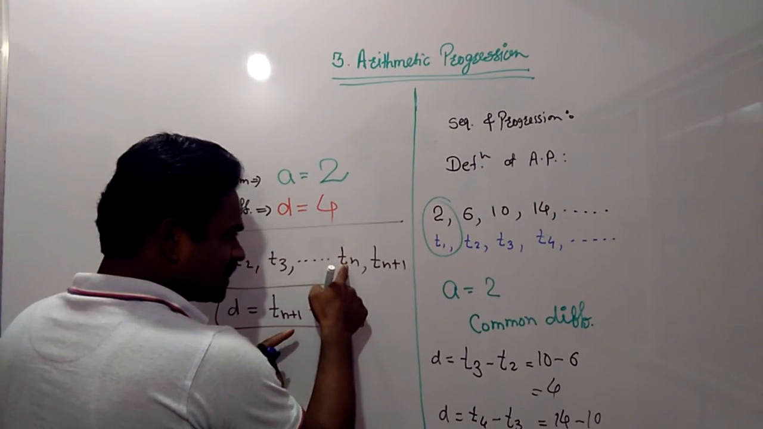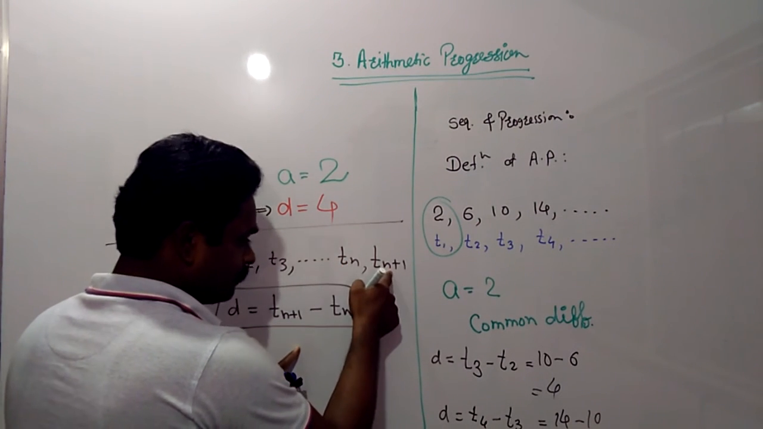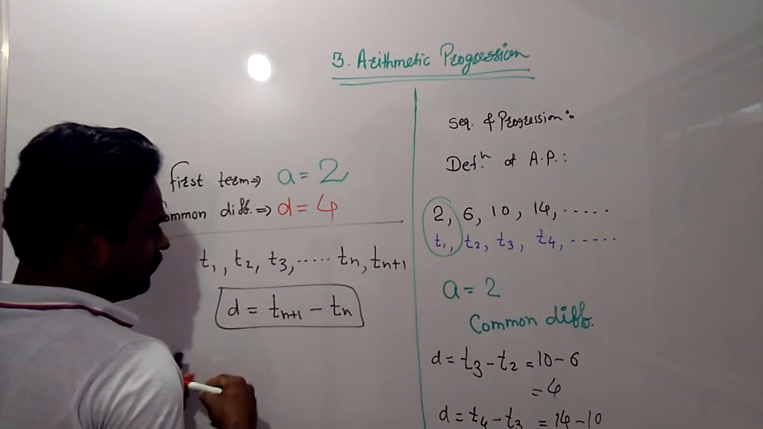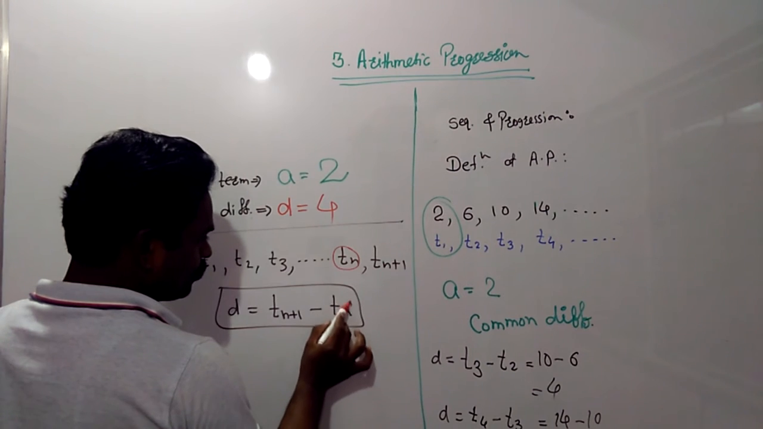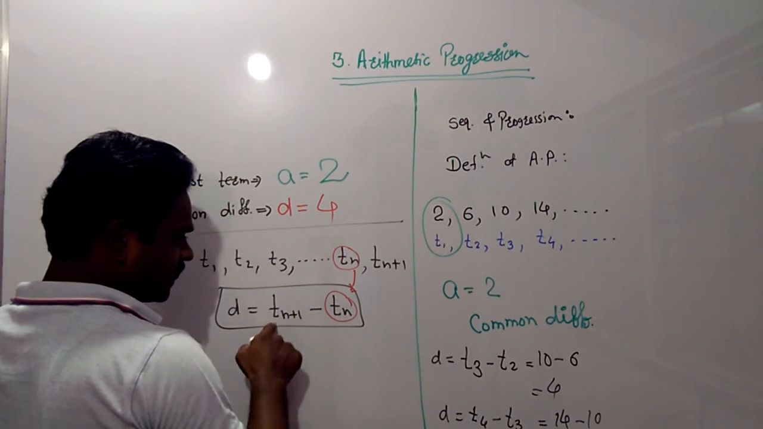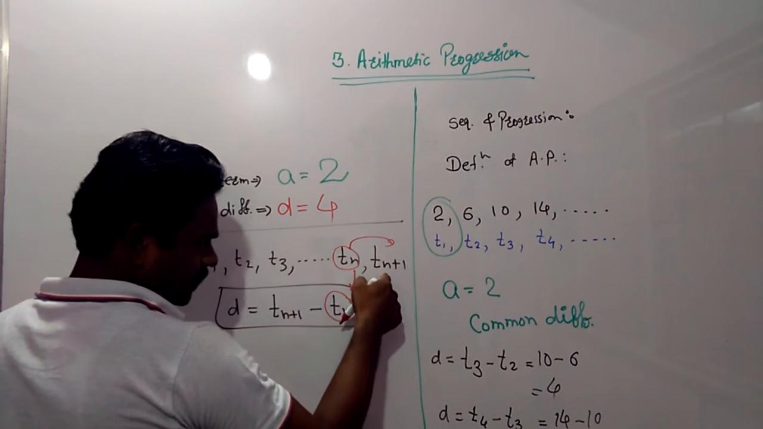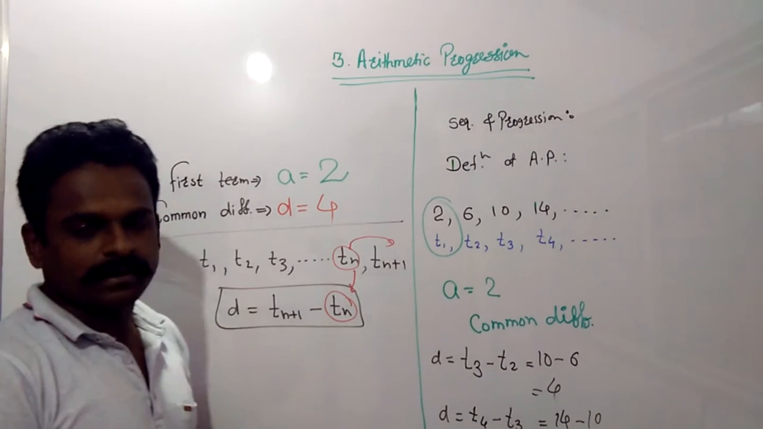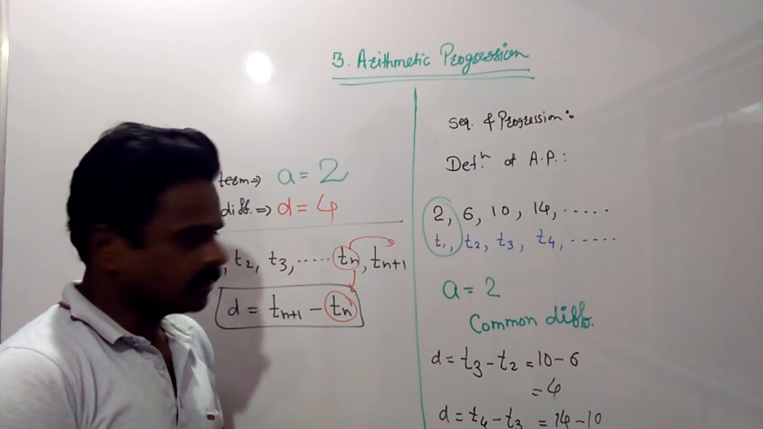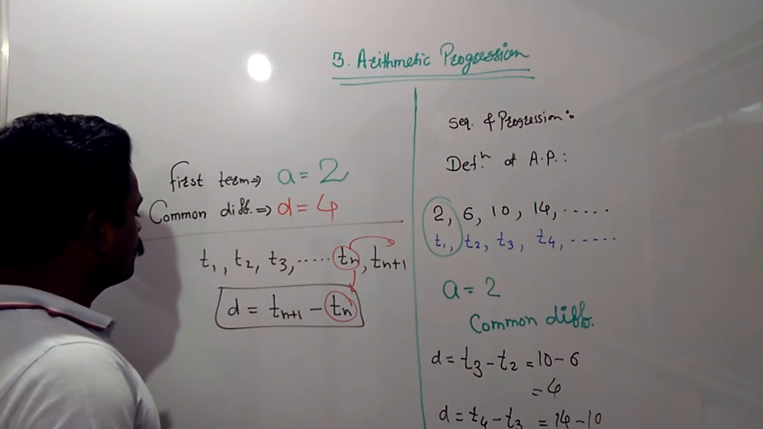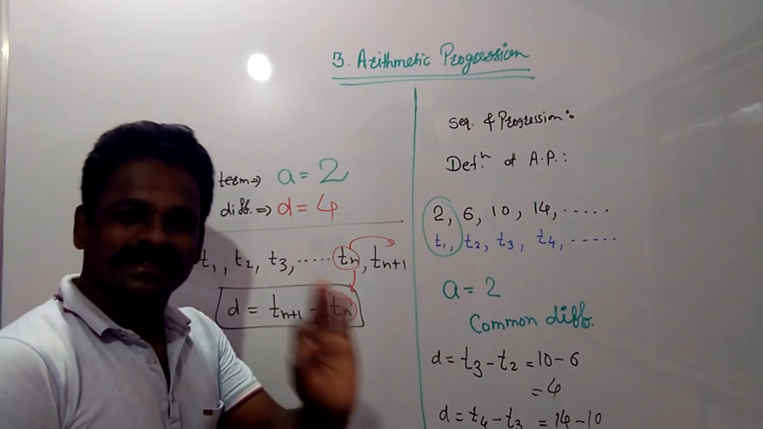So the previous term is subtracted from the next term. See here, this is the previous term. The previous term is subtracted from the next one, and at that time we will get the common difference D. So D is equal to Tn plus 1 minus Tn. This is the formula for common difference D.